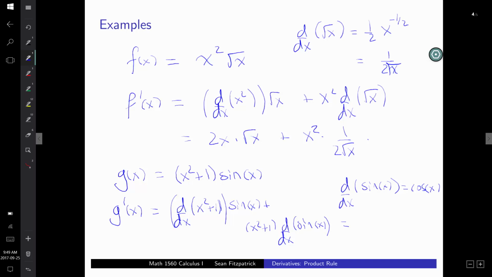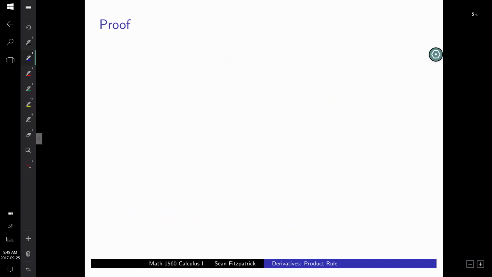So that first derivative is just 2x, so we get 2x sine x. Remember that 1 is a constant, its derivative is 0, so we just have the 2x. And then we get x squared plus 1 times cos x. Okay, now let's come to that proof, which I thought I had put earlier in the slides.